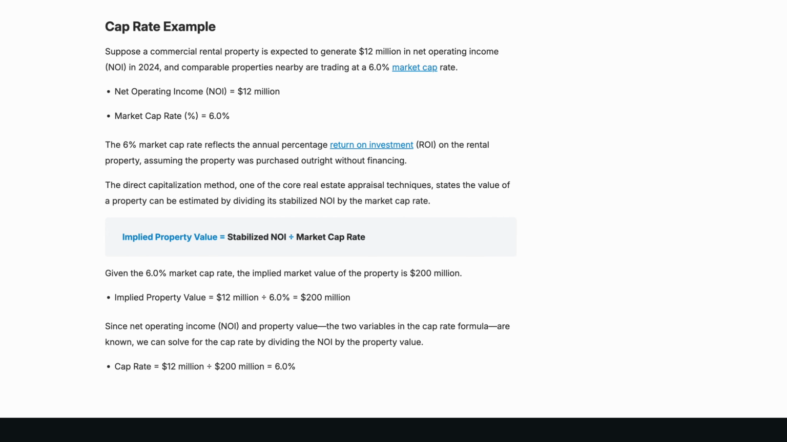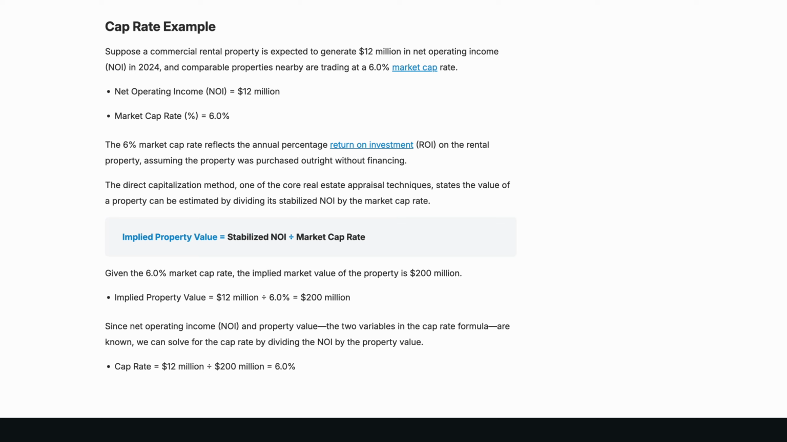All right, so let's now discuss cap rate through an example. Suppose a commercial rental property is expected to generate 12 million in net operating income in 2024, and comparable properties nearby are trading at a 6.0% market cap rate. The 6% market cap rate reflects the annual percentage return on investment on the rental property, assuming that the property was purchased outright without financing.